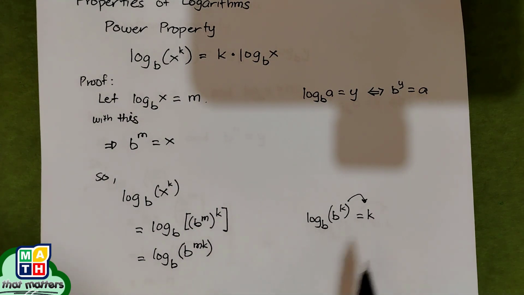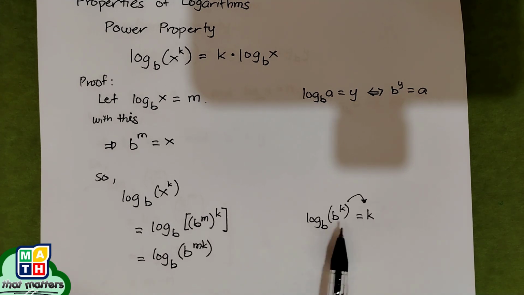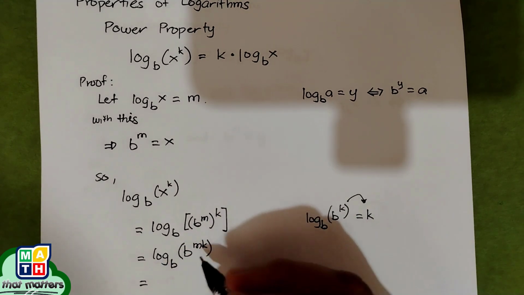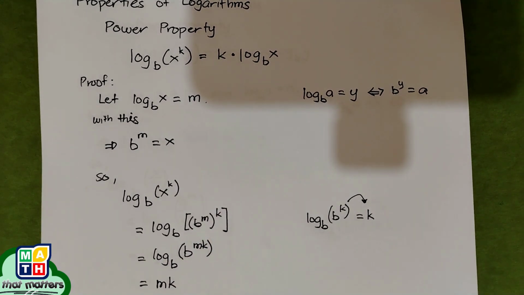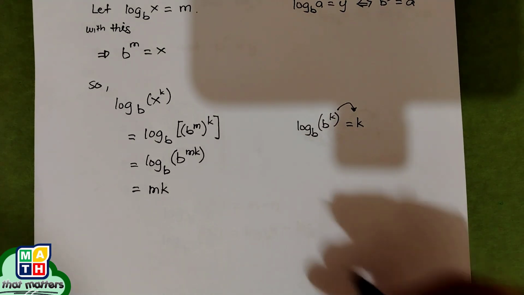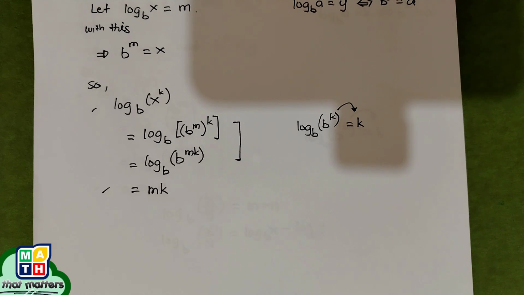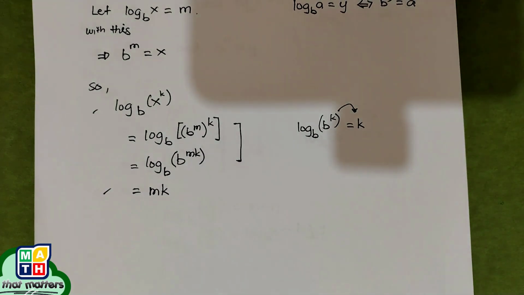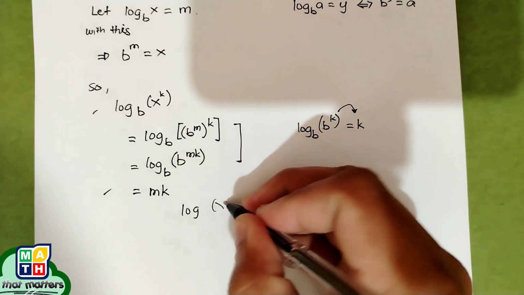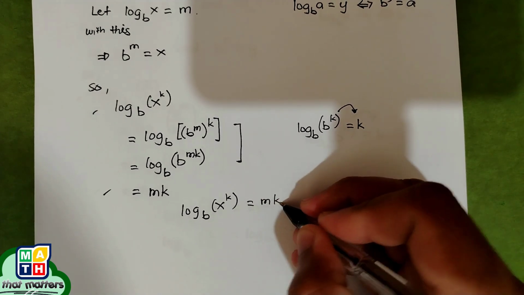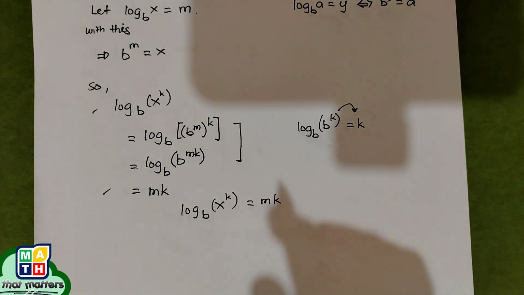So take note that if we have the same bases here, we just copy the exponent and that's the result. In short, the entire value of this is equal to the exponent itself, mk. So what I would like you to do next is remove these two portions as we take only these two portions of the equivalence. So we have the logarithm of x to the power of k to the base b is equal to m times k.